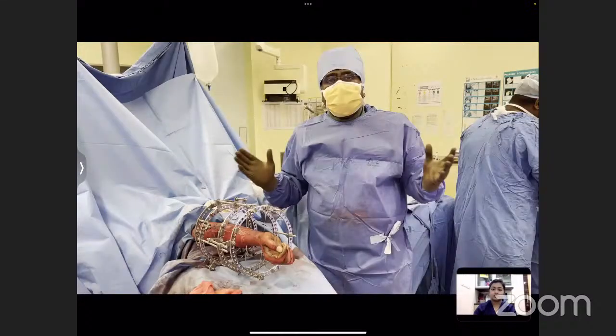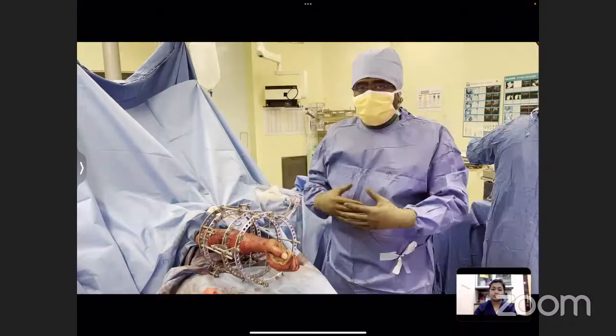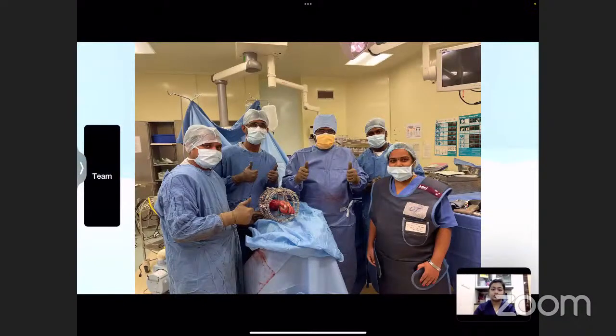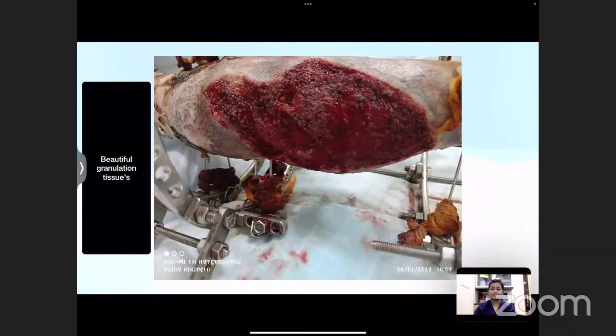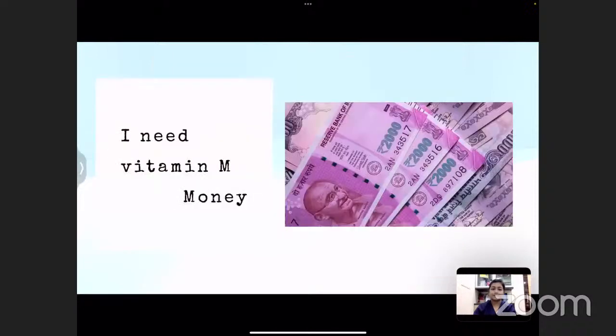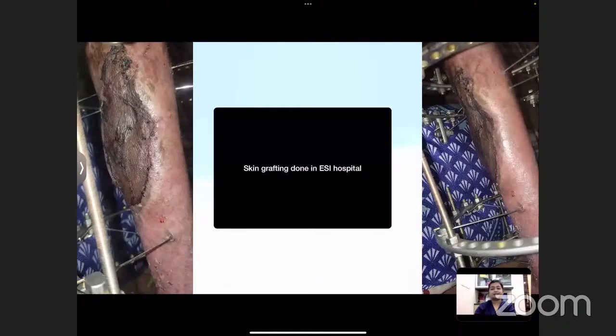I think he's going to save his limb, and he will do absolutely so, fine. Thank you. You can see, with the vac, the wound is beautifully healed, and then he disappeared completely because of vitamin M deficiency. So that company never supported him. So he disappeared and went to ESI hospital to get a skin grafting, successfully skin grafting done. Wound healed very well, and he came to me again.